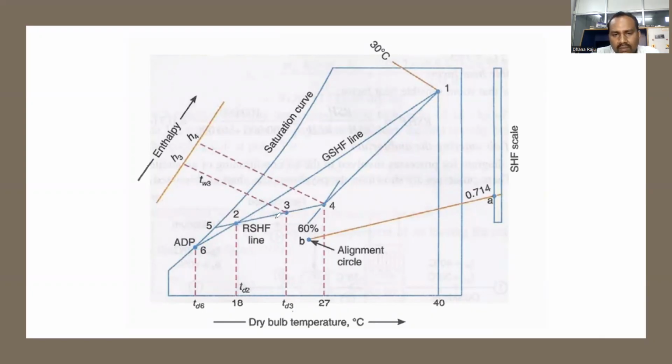After the coil, there is a mixing. How do you mix? 60% of recirculated air with 40% of makeup air. First you need to measure the length of 2, 4. I need point 3, but point 3 is unknown. Then the length of 2, 3 is equal to the percentage of recirculated air by the total percentage of the mixture. So that will be discussed here.